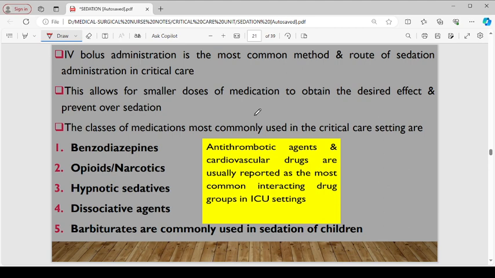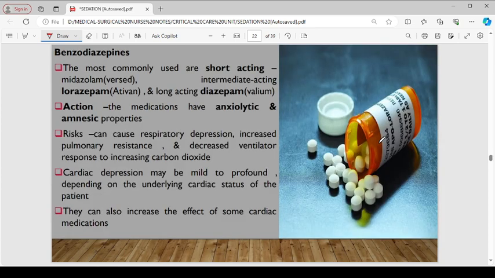So we have different classes of medication that are commonly used in the critical care setting. Outside the cardiovascular drugs and antithrombotic agents, which are the most commonly used ICU drugs, we have these moderate sedatives that we can use: benzodiazepines, opioid narcotics, hypnotic sedatives, dissociative agents, and barbiturates. Remember, barbiturates are commonly used in sedating children. For the other four, we'll see how they are used in adults.